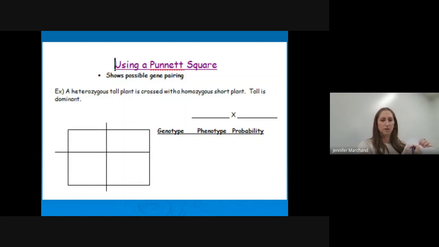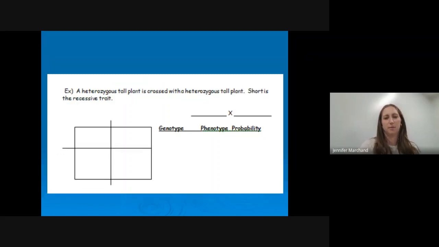So down here in this first box, you're going to combine a big T, a little t. In this next box over here, you're going to have a little t, a little t. In this box down here, you're going to have a big T, little t again. And down here, you're going to have a little t again. So you are going to end up with 50% heterozygous tall plant and 50% homozygous short plant. Okay, and that's going to be your phenotypes and your probabilities there.